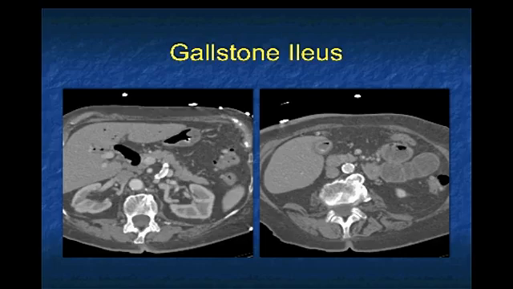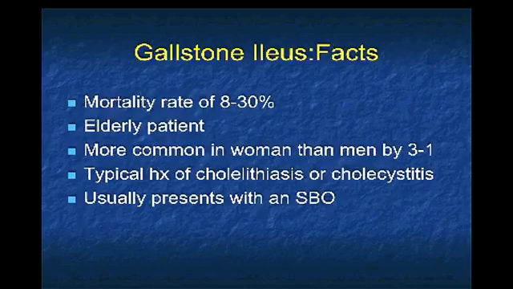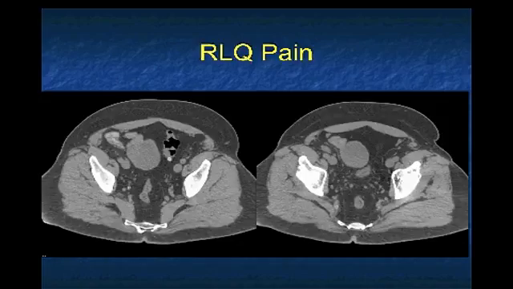That's classic for gallstone ileus. Usually it obstructs in the terminal ileum, but it can obstruct proximal, which it was doing in this case. What a really good example. Remember, gallstone ileus, air in the biliary tree, in the gallbladder, intestinal obstruction, that biliary enteric fistula. Mortality rate, if not diagnosed, can be very high, and it's usually women, and the patients are elderly. What a great case. What about this case?